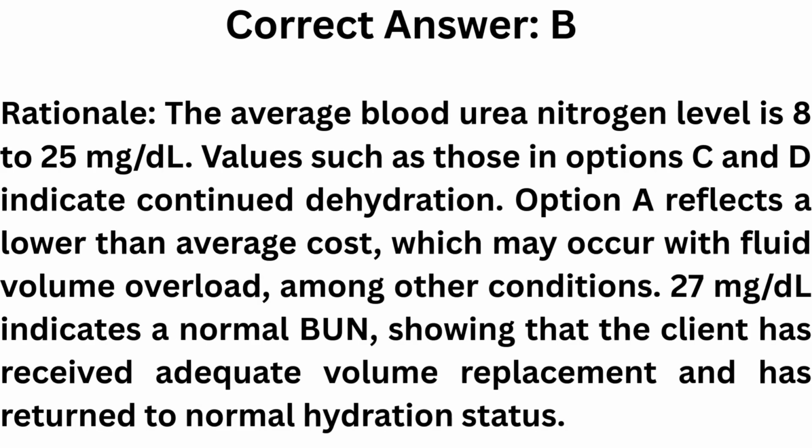Rationale. The average blood urea nitrogen level is 8 to 25 mg per deciliter. Values such as those in options C and D indicate continued dehydration. Option A reflects a lower than average level, which may occur with fluid volume overload, among other conditions. 15 mg per deciliter indicates a normal BUN, showing that the client has received adequate volume replacement and has returned to normal hydration status.